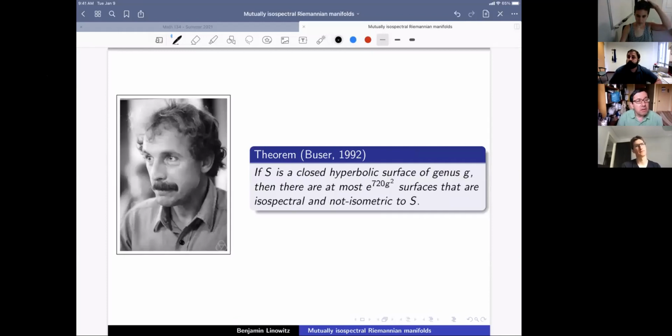Gentlemen, and if the surfaces are isospectral, will the graphs be isospectral for the combinatorial Laplacian or not necessarily? I've never thought about that. I'm not sure off the top of my head. I'm sorry. Okay, thank you.